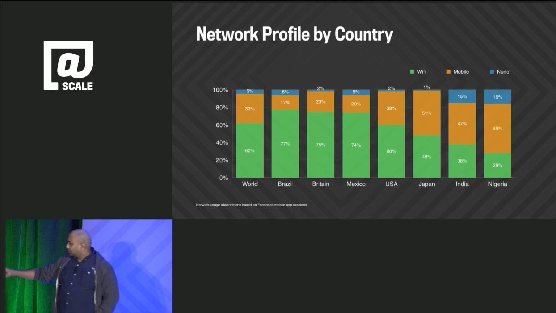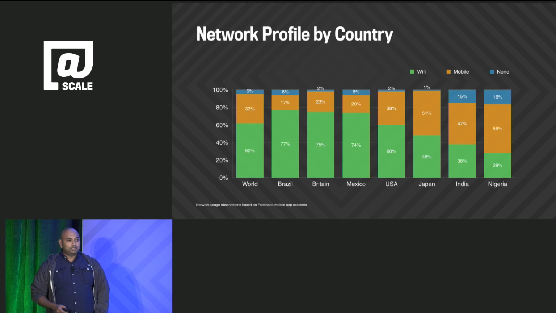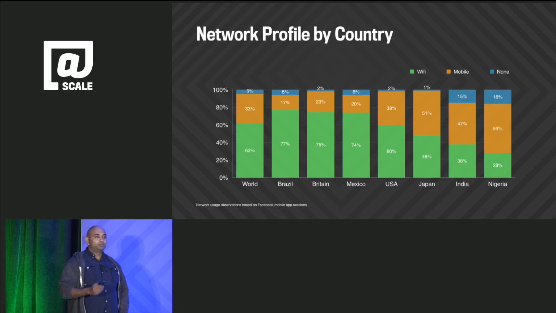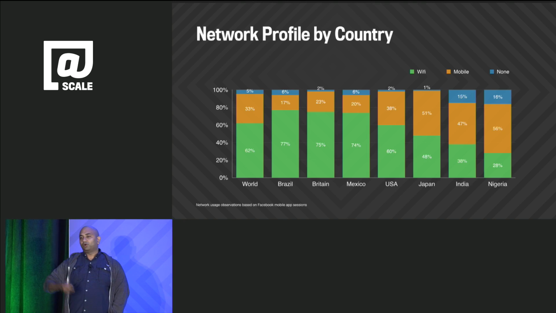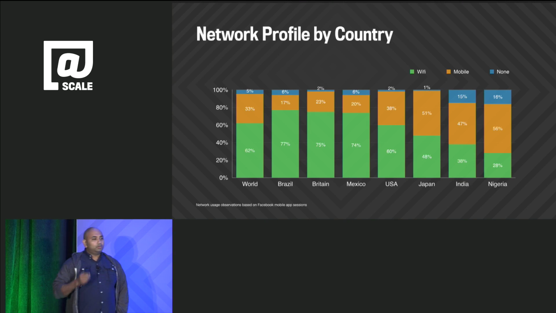Further to the right or left, emerging markets such as India and Nigeria tend to not have easy Wi-Fi access. You see a large number of sessions being established on mobile. So there is no unique pattern that you can say globally that these patterns apply to all countries and so on and so forth. Every country is unique. So how do we understand more about some of the network constraints?